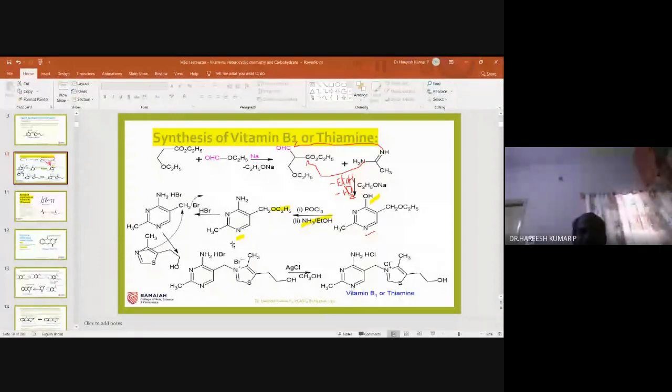Then when this is treated with HBr, there will be a cleavage of the ether group forming a halide. That halide is treated with the thiazole derivative, and a bromide salt is obtained. That bromide salt is converted into chloride salt when it is treated with silver halide. So this is about the synthesis of vitamin B1. Give the synthesis of vitamin B1. Then you should know the biological importance. So with this, I go to the next slide.